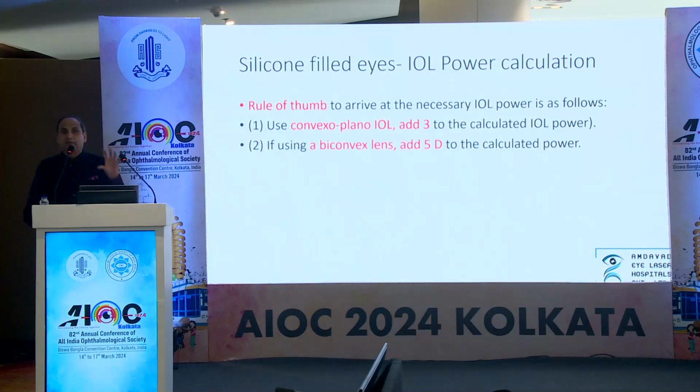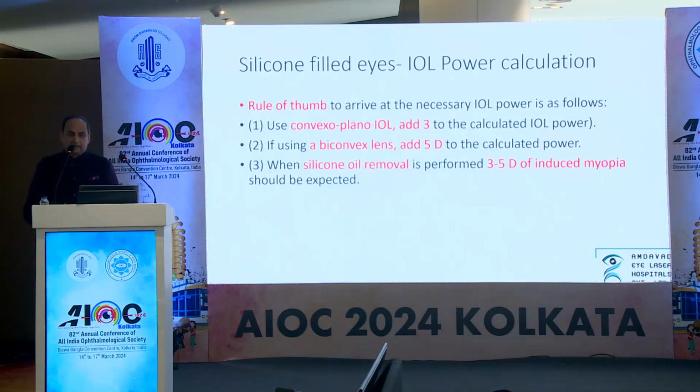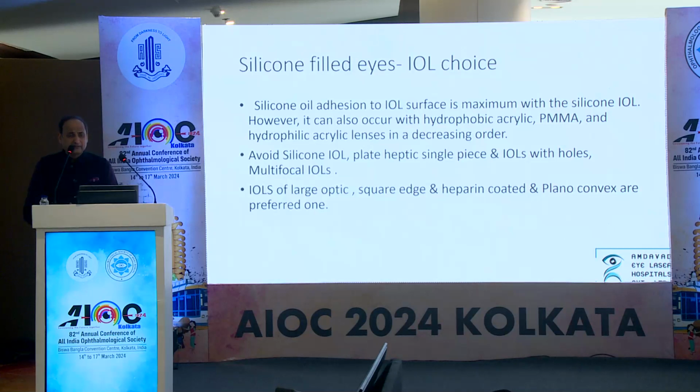The challenge is the patient would have silicone oil in the eye and it is going to be removed after 2 or 3 months. So how do you adjust that? You can add 3 or 4 diopters to that. If using a biconvex lens, add 5 diopters, and when silicone oil is removed, 3 to 5 diopters of induced myopia should be expected.